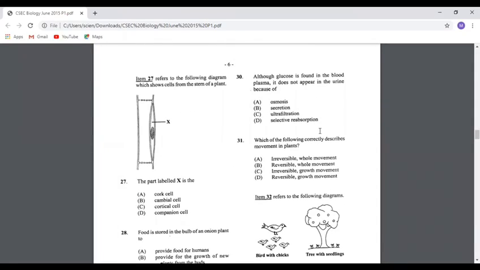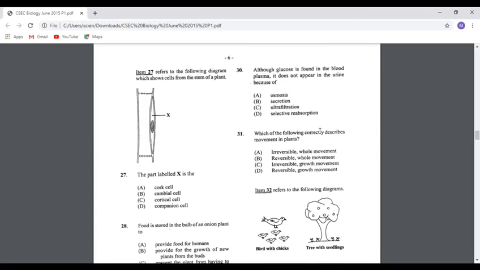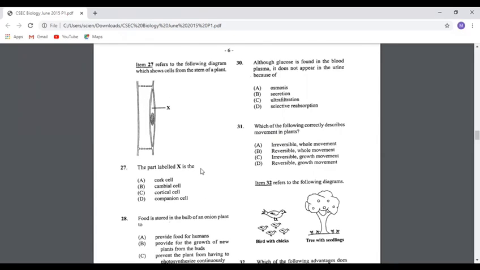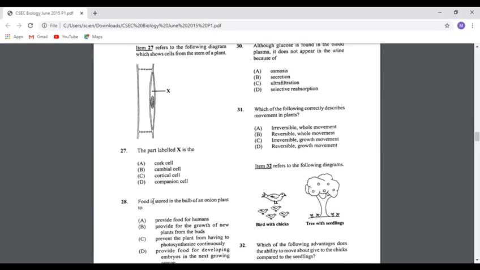Item 27 refers to the following diagram, which shows cells from the stem of a plant. The part labeled X is the companion cell, and that's D, so 27 is D.